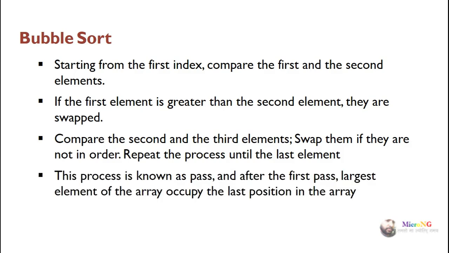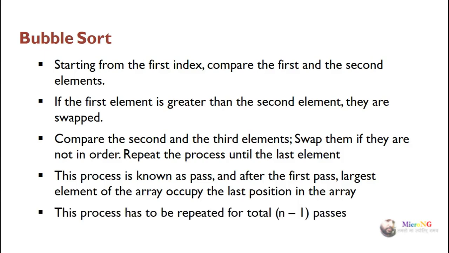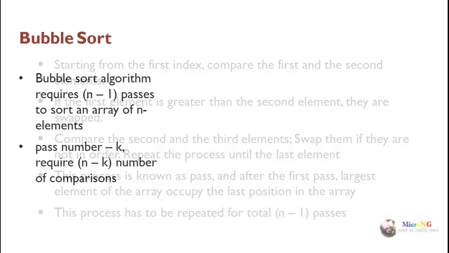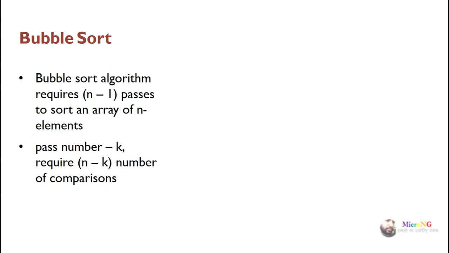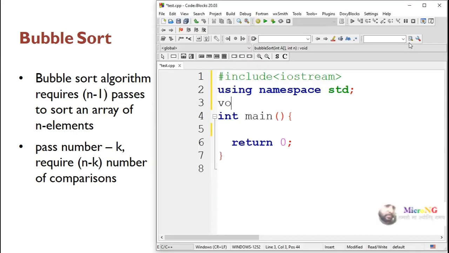This process is known as a pass, and after the first pass, the largest element of the array occupies the last position in the array. This process has to be repeated for a total of n-1 passes. The bubble sort algorithm requires n-1 passes to sort an array of n elements. Pass number k requires n-k comparisons. Now let us see the logic for implementation of bubble sort.